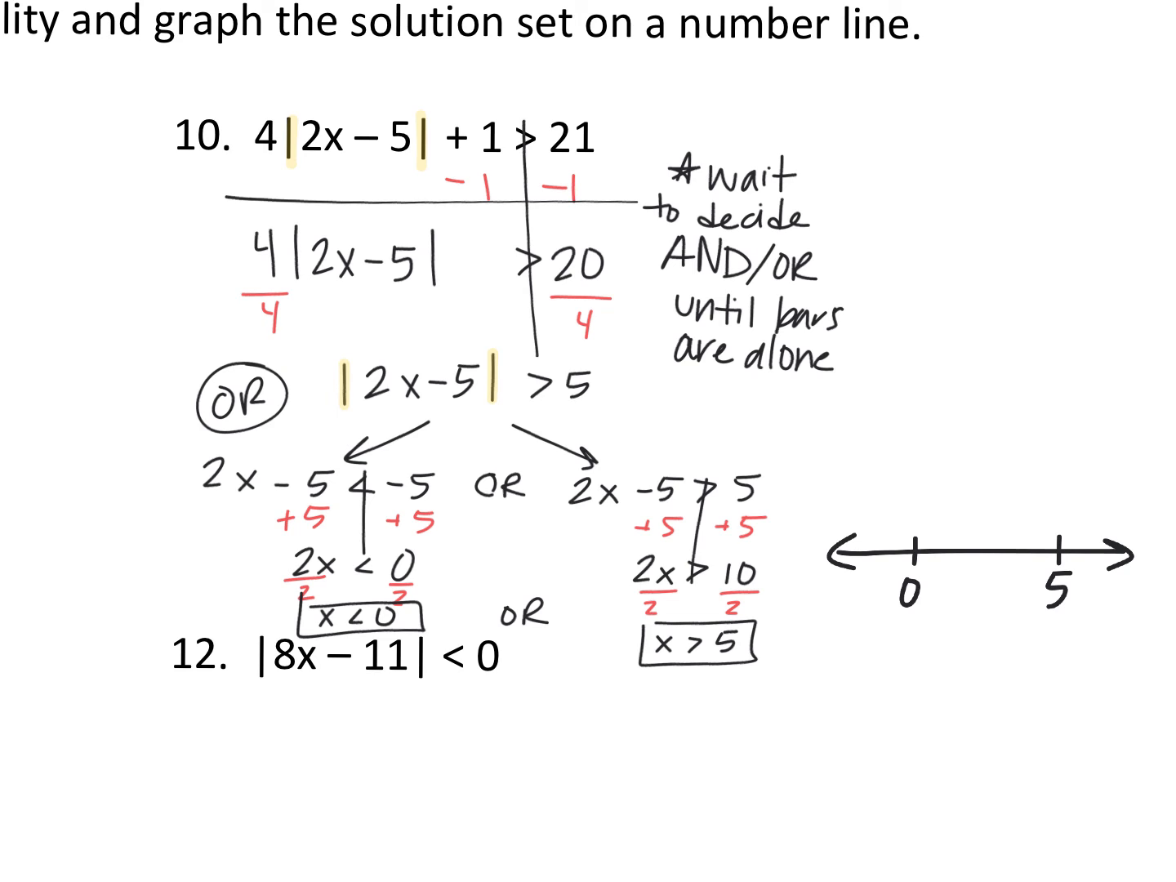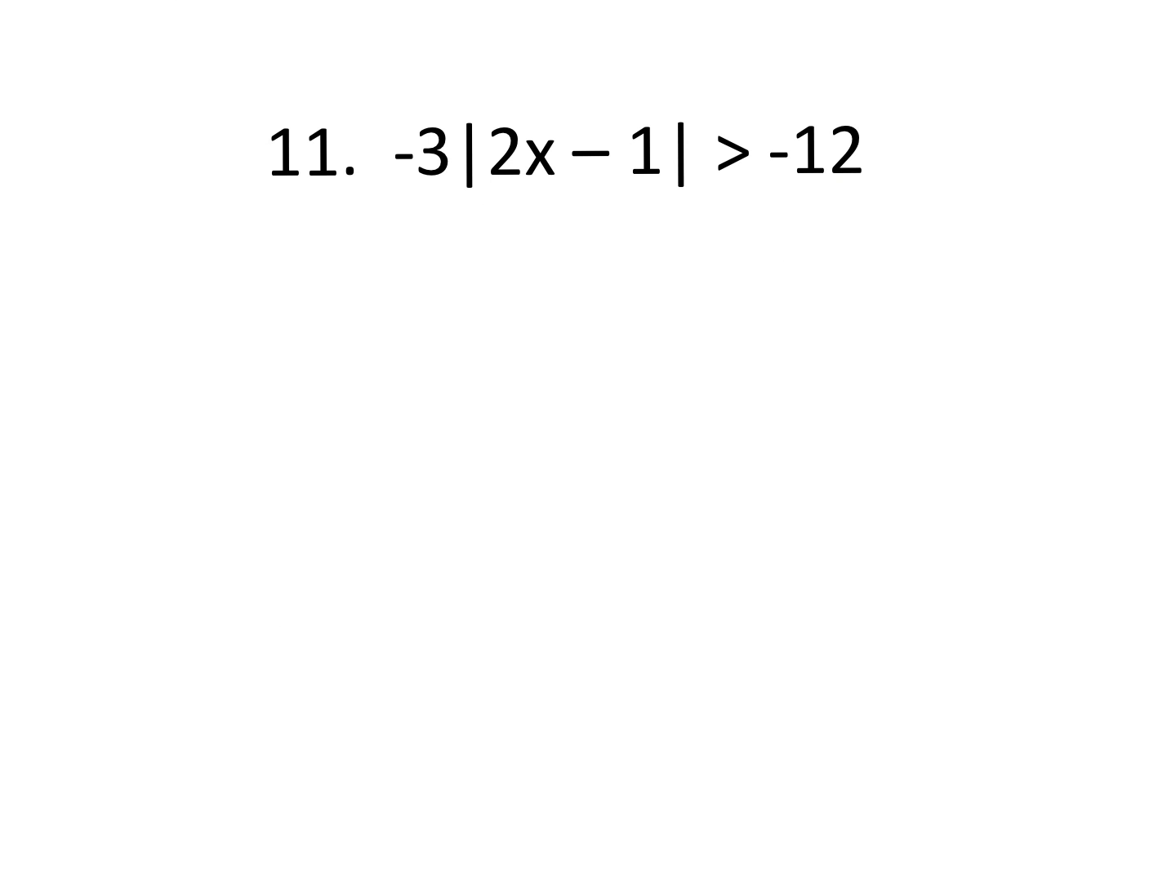The numbers that would make this work and have an absolute value greater than 5 would be numbers less than 0 or numbers greater than 5. And it is an open circle because it does not have that or equal to. Because here's your bars.